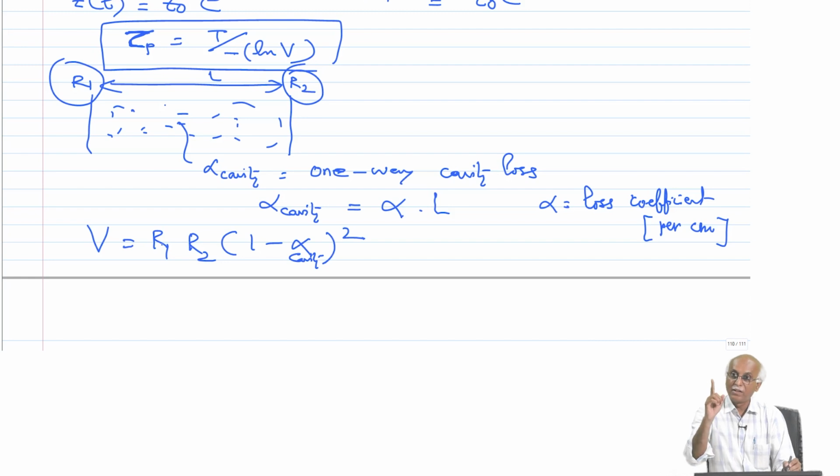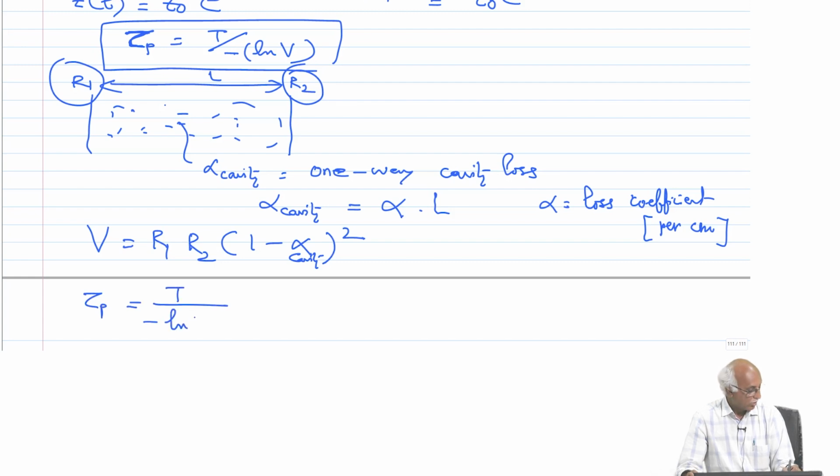So, if R1 is 1, 100% reflection, R2 is 1 and there is no loss in the cavity, then 1 minus alpha is also 1. So V is equal to 1, no losses in the cavity. And if there is a loss due to partial reflection and partial transmission, this is the V factor. If R1 is small or transmission comes into the picture, automatically V will be less than 1.